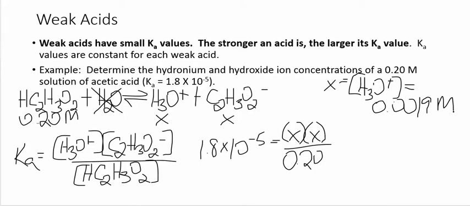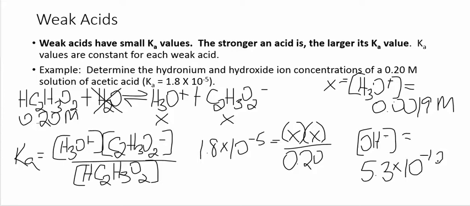So there's hydronium. If I want hydroxide, which is OH, I know that H3O times OH equals 10 to the negative 14th. So I would take 10 to the negative 14th and divide by 0.0019. OH comes out to 5.3 times 10 to the negative 12th molar. So that's how we would do a weak acid problem.